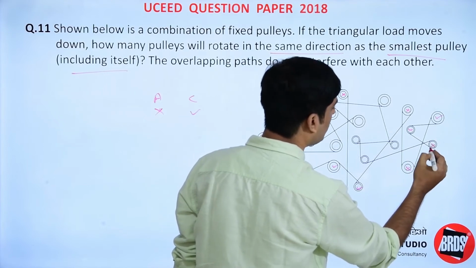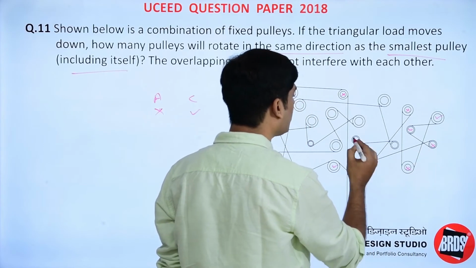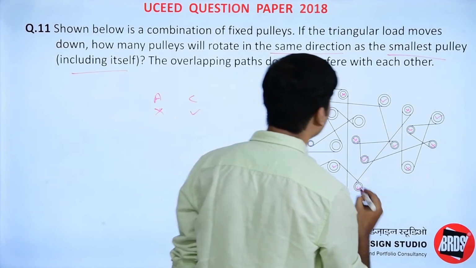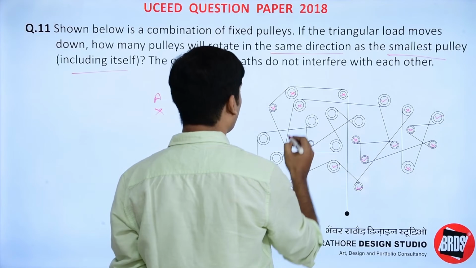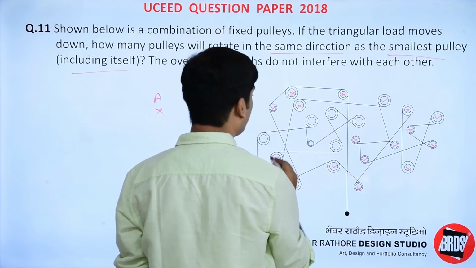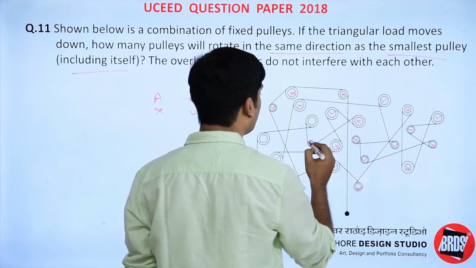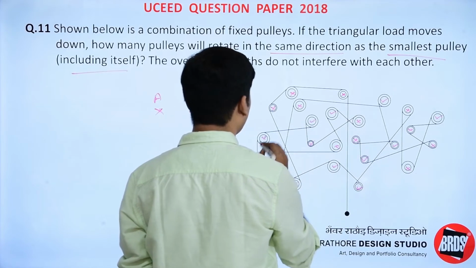Just a minute. This would be anti-clockwise. This would be clockwise, anti-clockwise, clockwise. Again clockwise. Anti-clockwise, clockwise, anti-clockwise, clockwise, anti-clockwise, clockwise, clockwise, anti-clockwise.